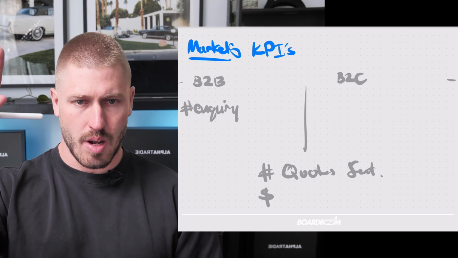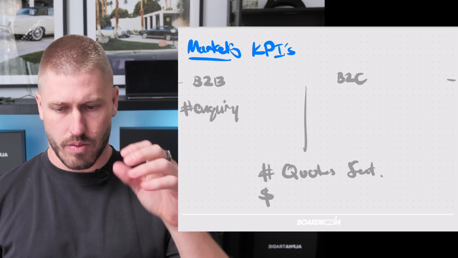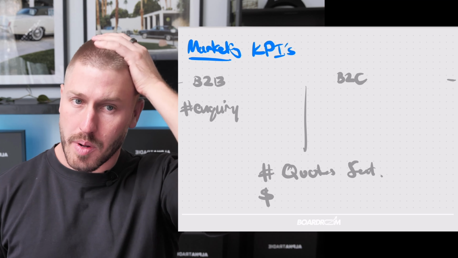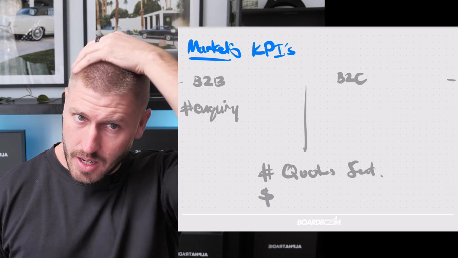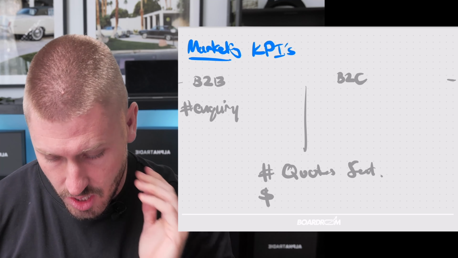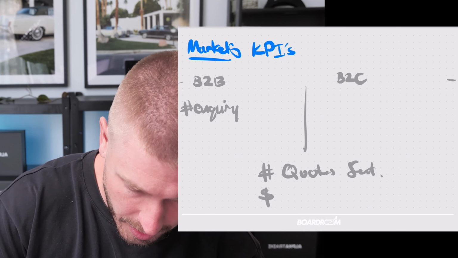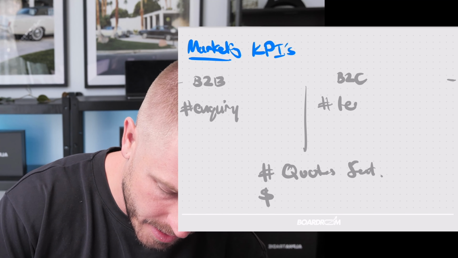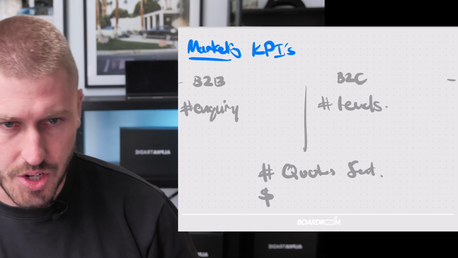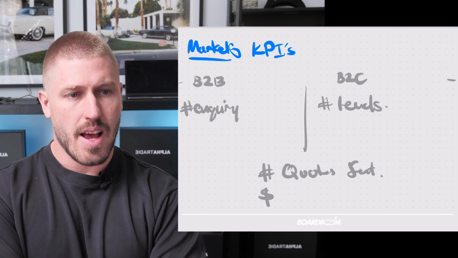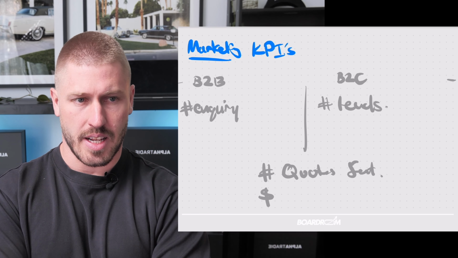If we have a certain number of inquiries and we have a certain number of quotes sent, we will be on track to be able to get our target. Now, on the B2C side, this is absolutely going to be along the lines of number of leads, because we don't have such a high volume of return clients. Our clients are actually coming from a number of leads.